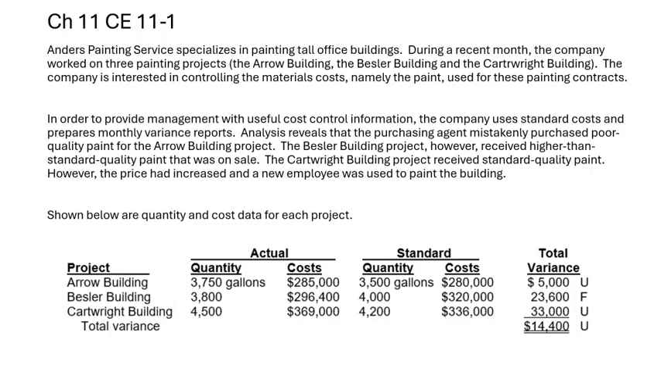Analysis reveals that the purchasing agent mistakenly purchased poor quality paint for the Arrow Building project. The Bessler Building project, however, received higher than standard quality paint that was on sale. The Cartwright Building project received standard quality paint. However, the price had increased and a new employee was used to paint the building.